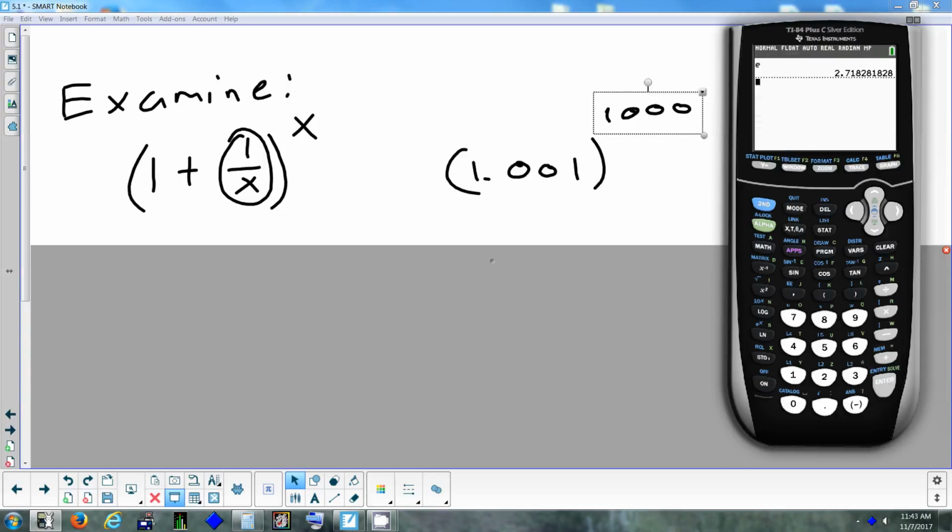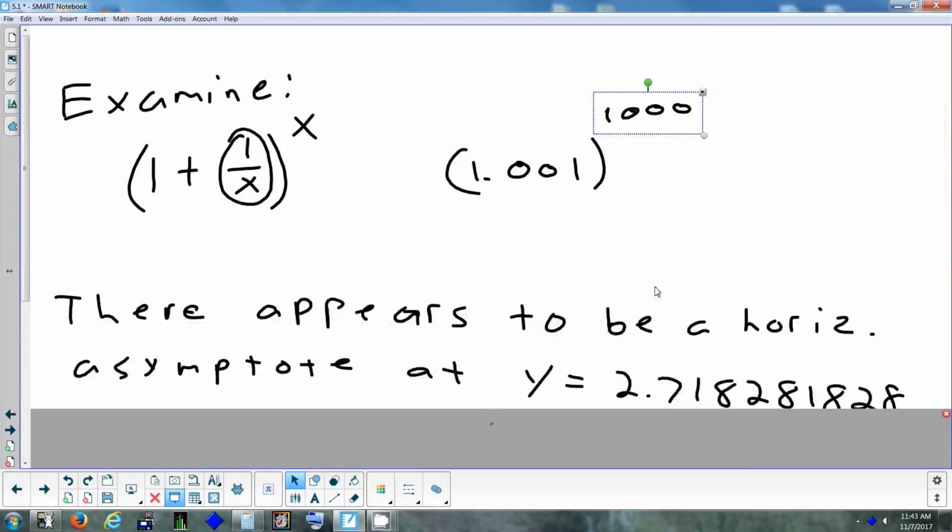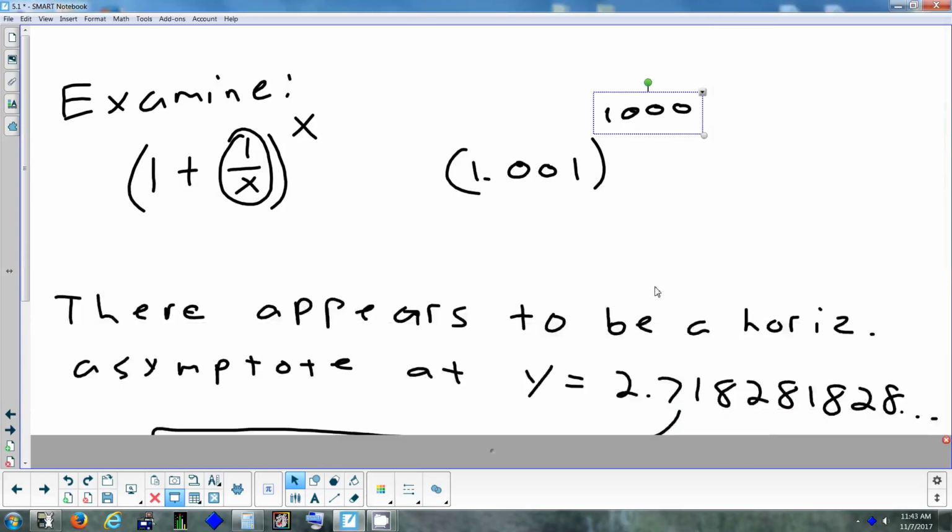Yeah. So E is the number 2.718281828. Don't think that it keeps repeating 1828. It doesn't. I forget the next digit. But in this particular graph, the horizontal asymptote is at the number E, 2.718281828.